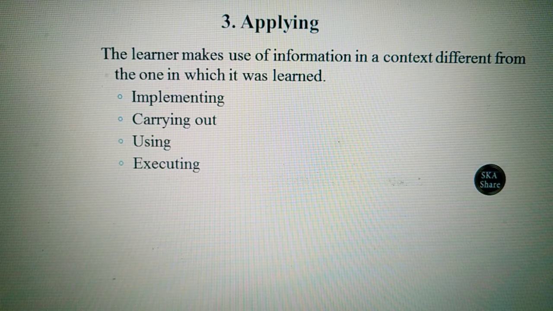Number three, after the learner has understood the specific point they have learned, is applying. What they have known and understood, they need to apply. The learner makes use of information in a context different from the one in which it was learned, by implementing, carrying out, and using the meaning or the theory that they have learned in order to analyze.